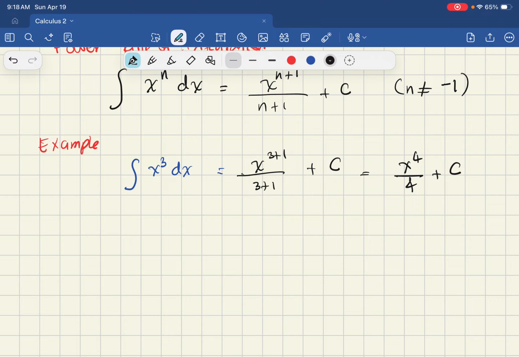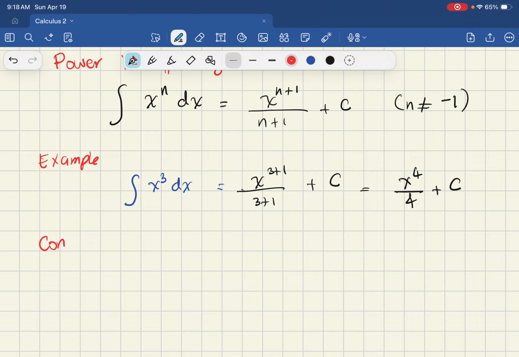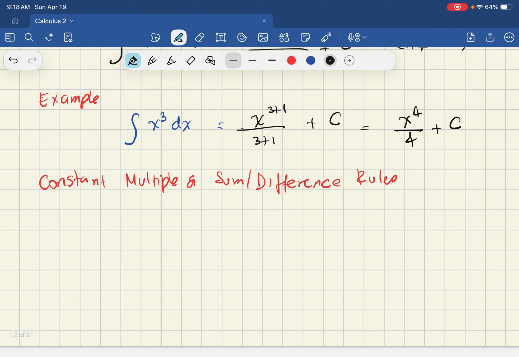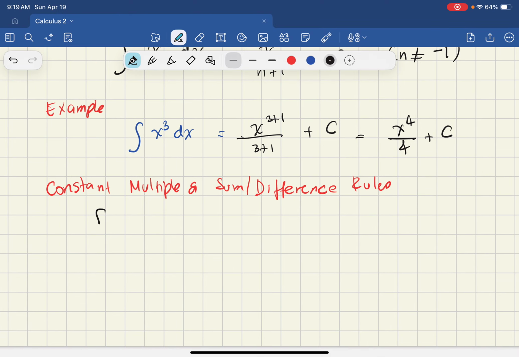Now let's look at another rule. This is the constant multiple and the sum and difference rules. Real integrals almost never have just one term. So let's talk about two rules that make life easier: the constant multiple rule and the sum and difference rules.